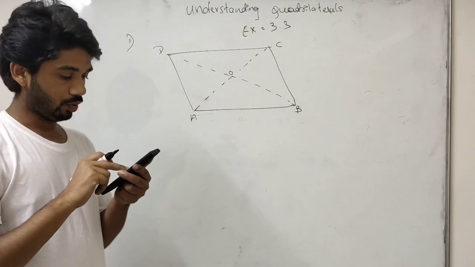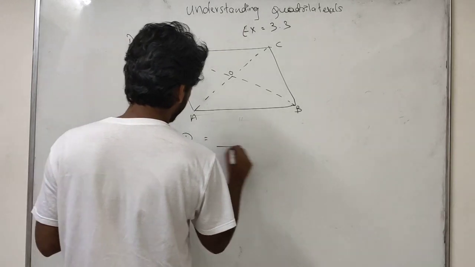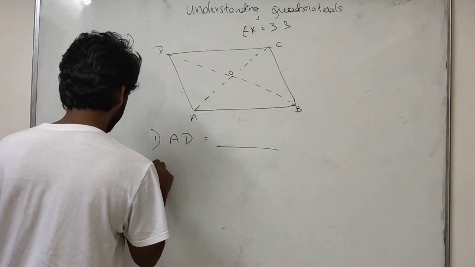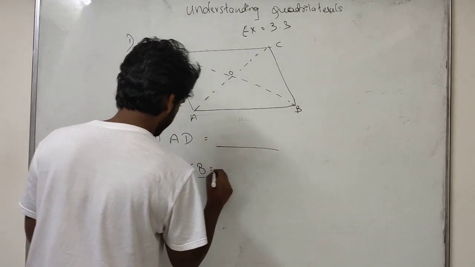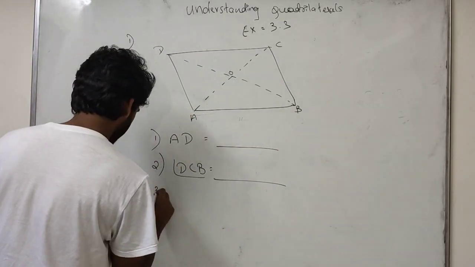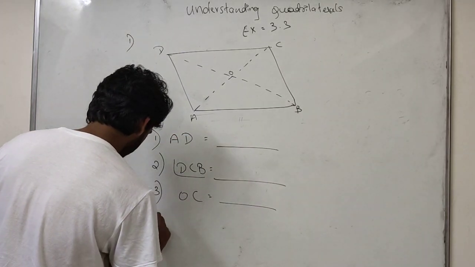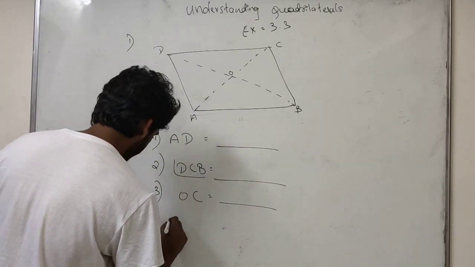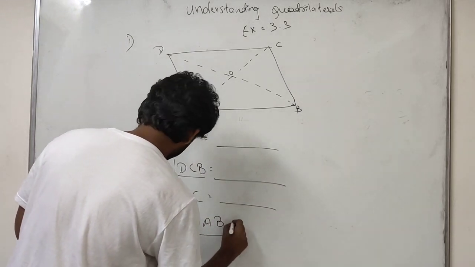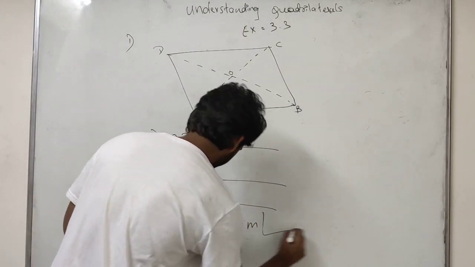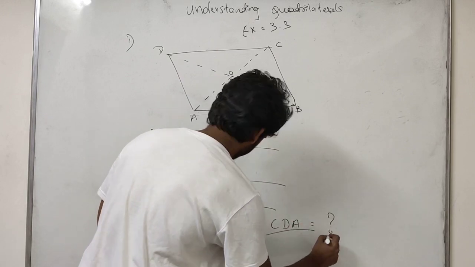First question: AB is equal to which one? Second, angle DCB is equal to what? Third, OC is equal to what? Fourth, angle DAB plus angle CBA is what?